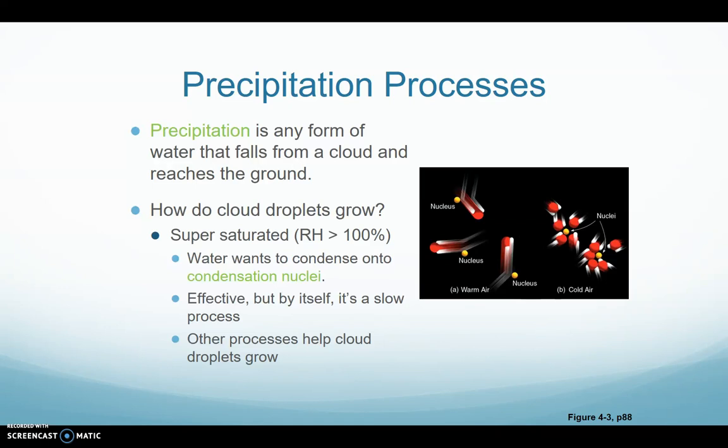Now, precipitation is basically just any form of water that falls from a cloud and reaches the ground. Okay, so let's start at the very beginning. How do we get cloud droplets to actually grow? Well, the first thing you need is a condition where the air is supersaturated. That means the relative humidity is actually slightly above 100%.